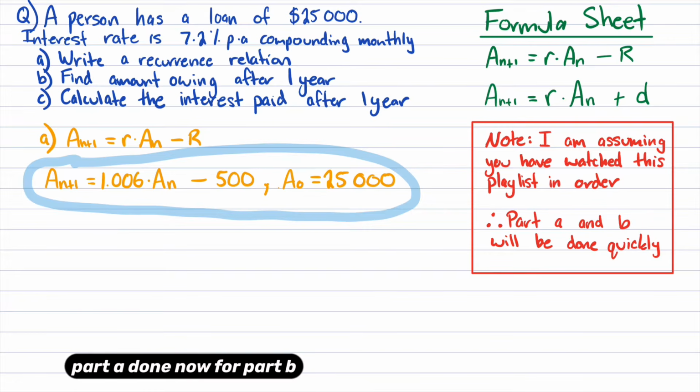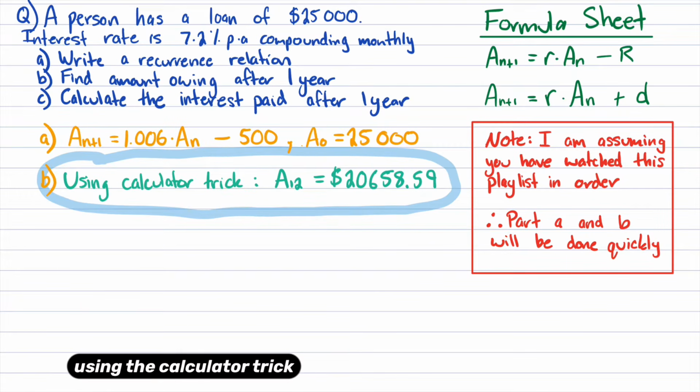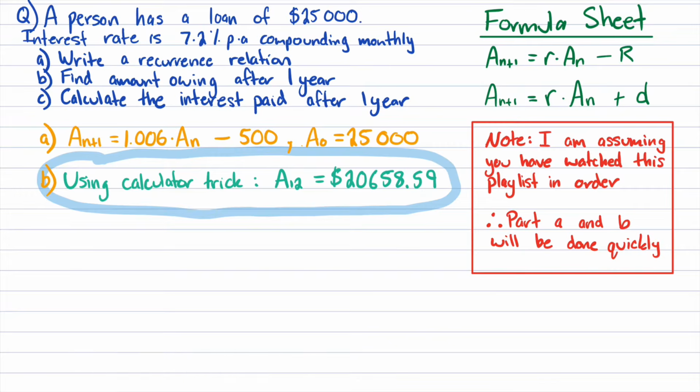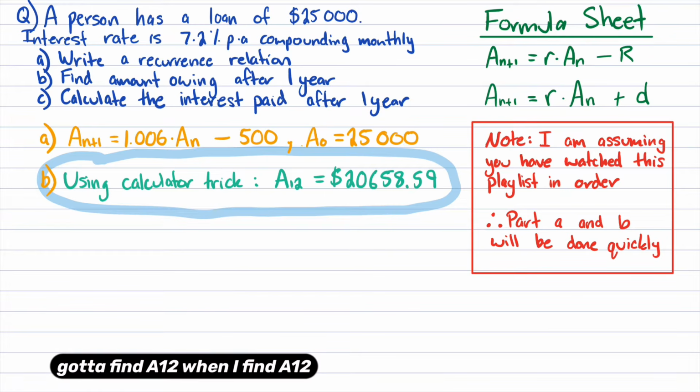That's part A done. Now for part B, using the calculator trick, because I need to find the amount owing after 1 year, I've got to find A12. When I find A12, using the calculator trick, I get that value.